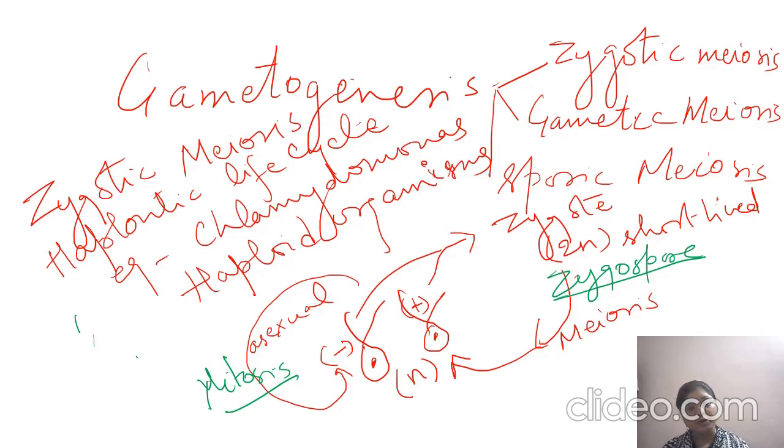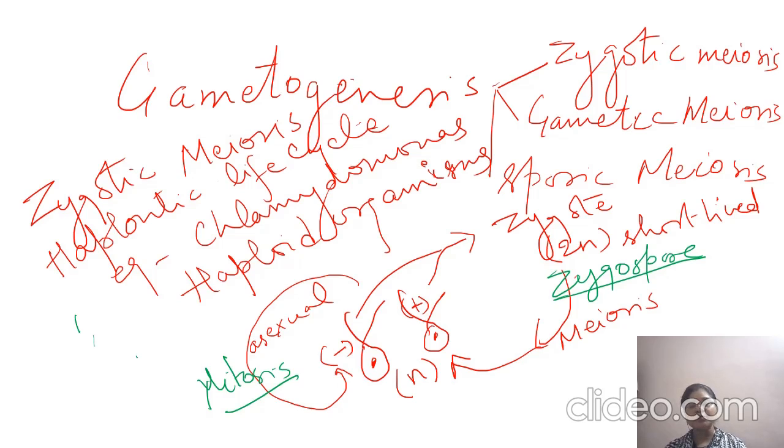Zoospore is your motile haploid asexual spore, whereas zygospore is your zygote. Okay, and it is diploid. Okay, and it's not a spore. Why? Mostly, you remember, the spores are haploid.